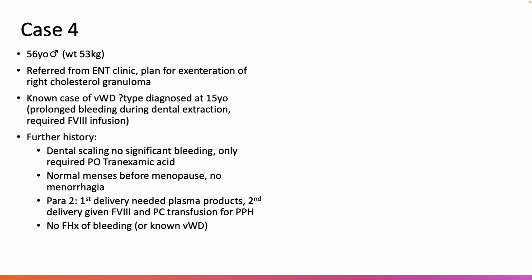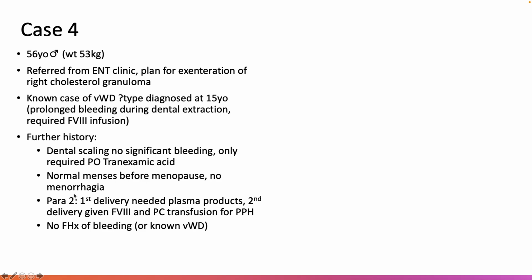So further history, the concern by the team was she is a known case of von Willebrand disease, but we don't know which type. Diagnosed at the age of 15 years old during the teenage period, when she went for dental extraction and subsequently had prolonged bleeding requiring factor VIII infusion. So that was the time that she was diagnosed. Very eventful. Furthermore, she doesn't have any minor bleeding, let's say going through any minor surgery or minor procedure like dental scaling. Just need a bit of tranexamic acid.